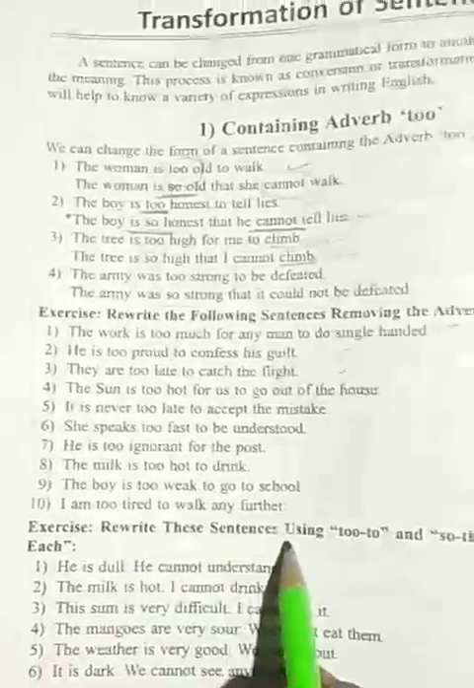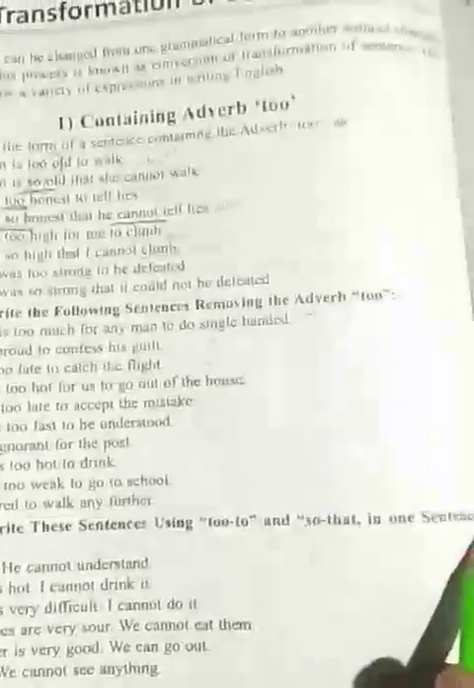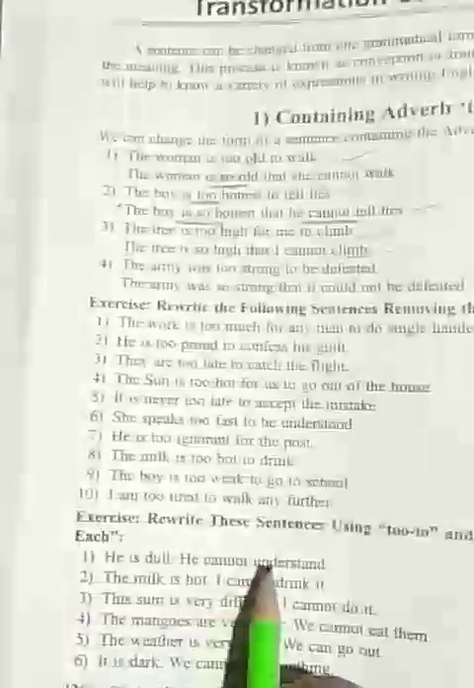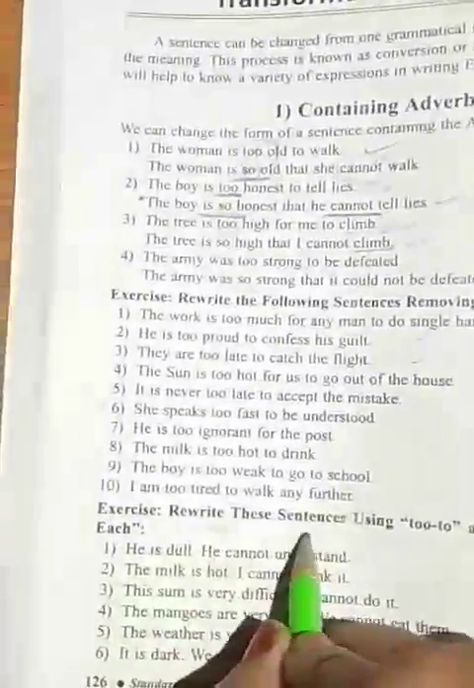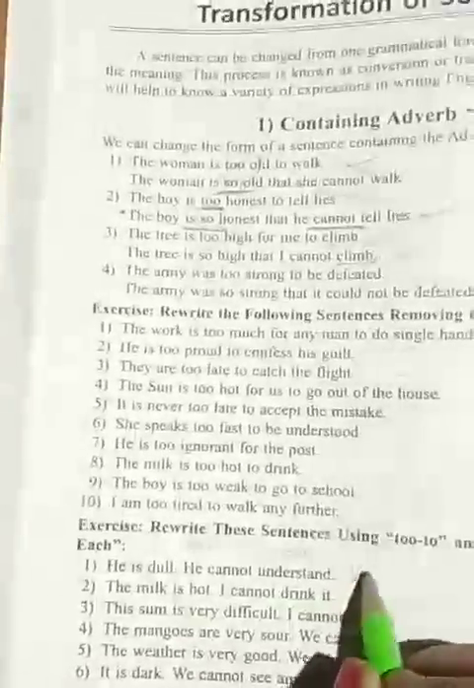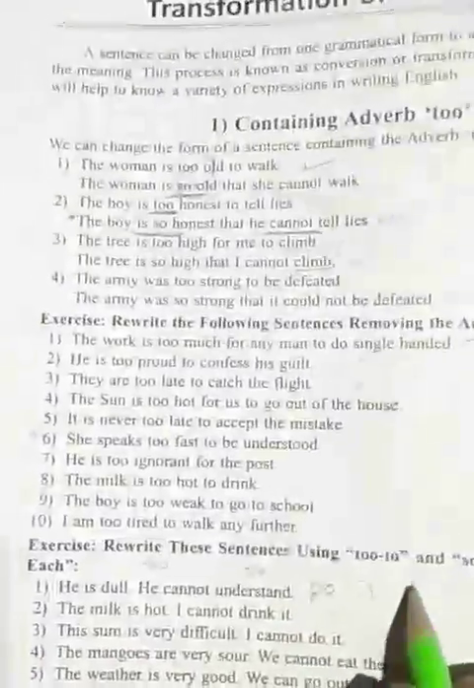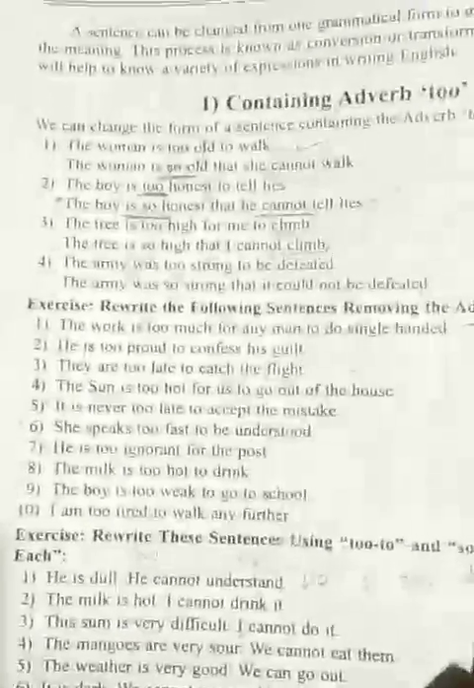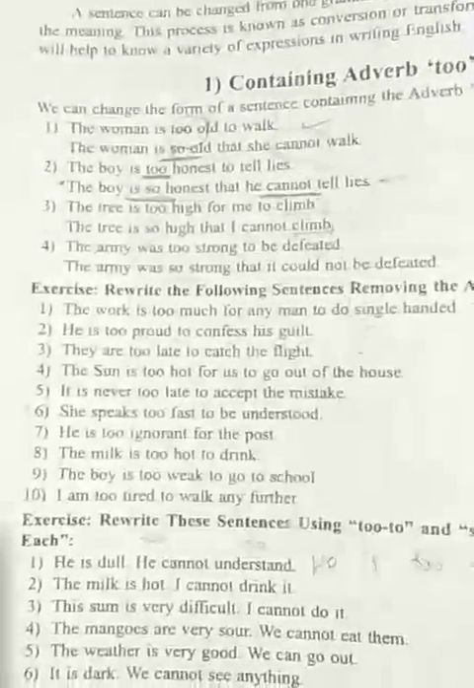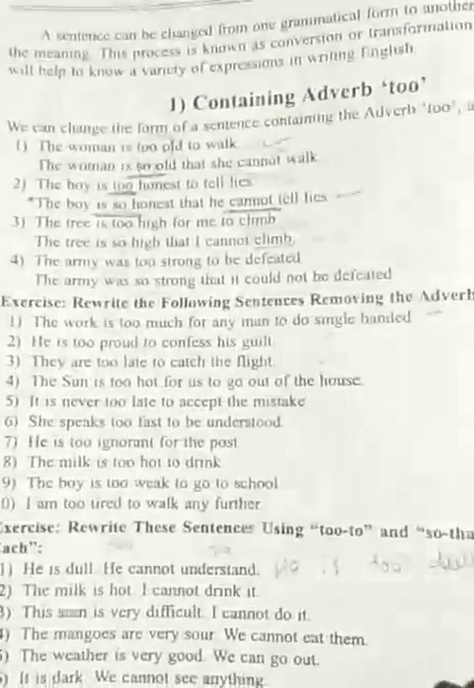Now next. Rewrite these sentences using "too" and "to" in one sentence each. He is dull. He cannot understand. Now you have to add "too" and "to". See, he is too dull to understand. This is the answer.